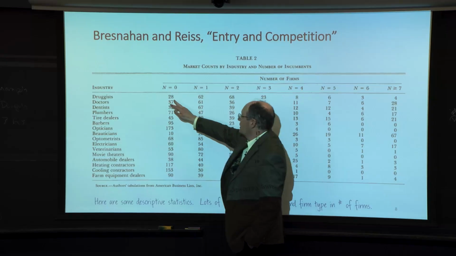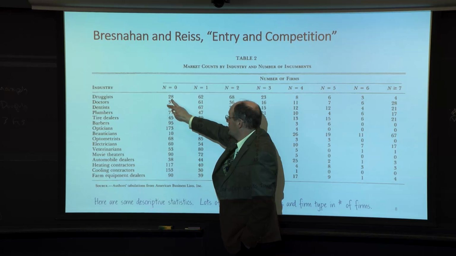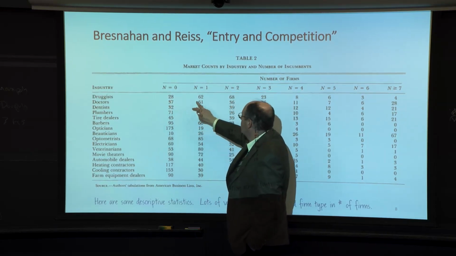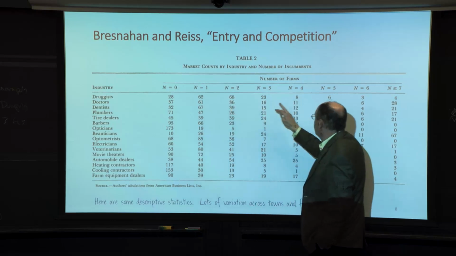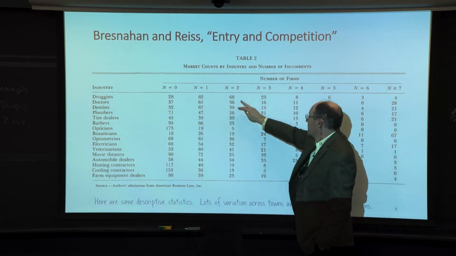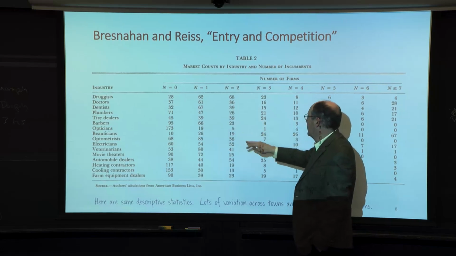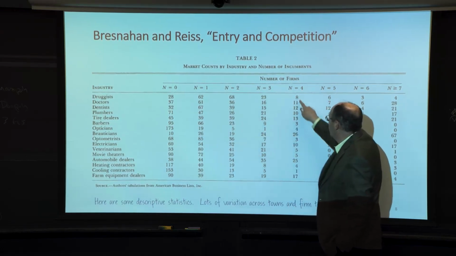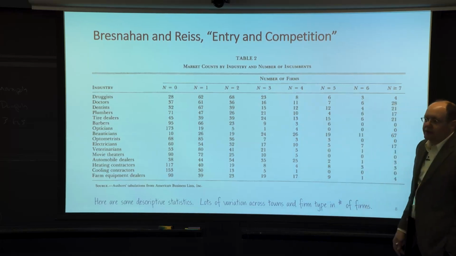But if you look at the druggists, I assume this means pharmacies, it's relatively rare to have no pharmacy, but then you do get 1, 2, 3, and some 4s and 5s and beyond. Same thing with the doctors, dentists, plumbers, tire dealers. In some sense, they focus on these because they all have at least some number of markets with 3 and some number of markets with 4.